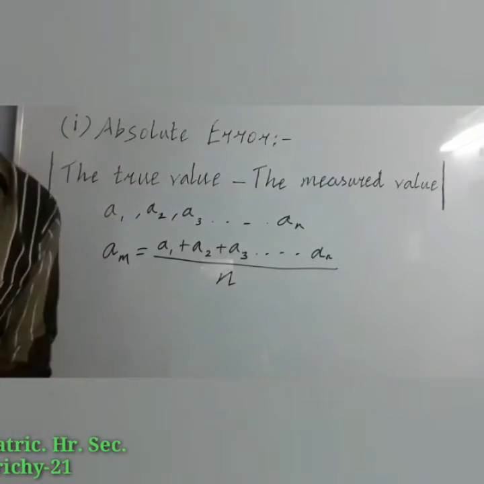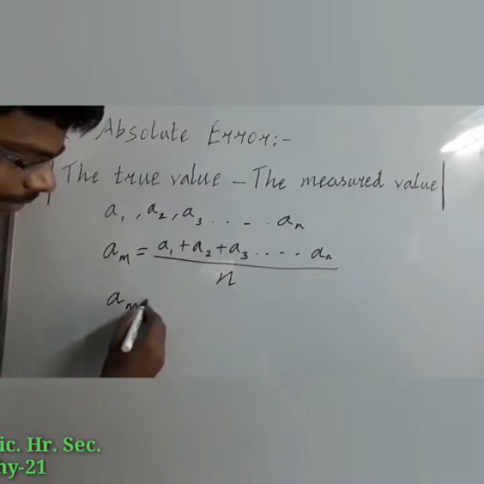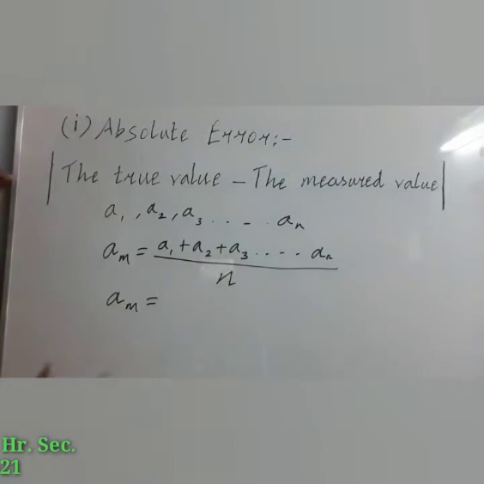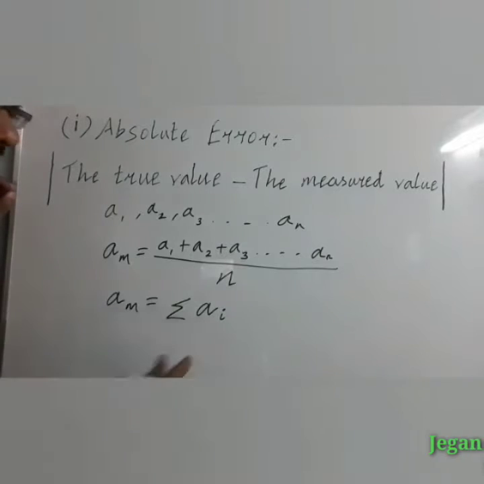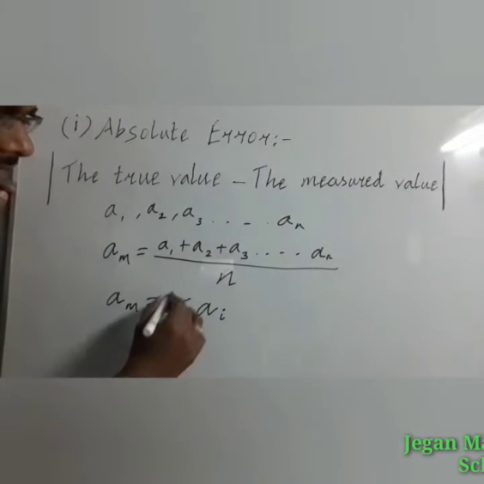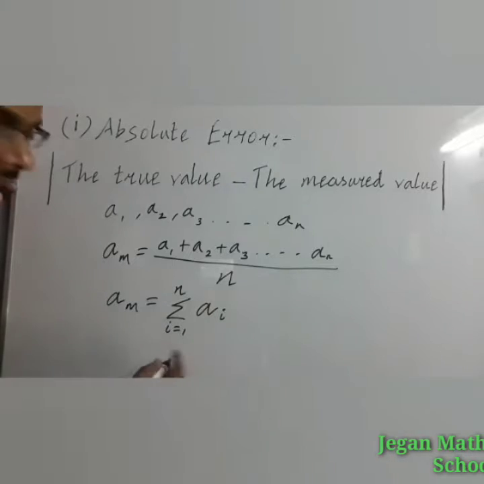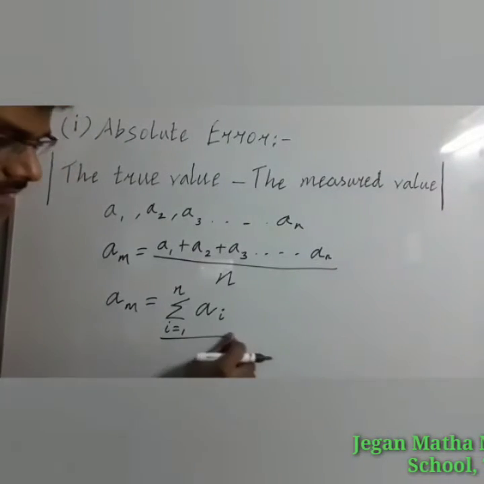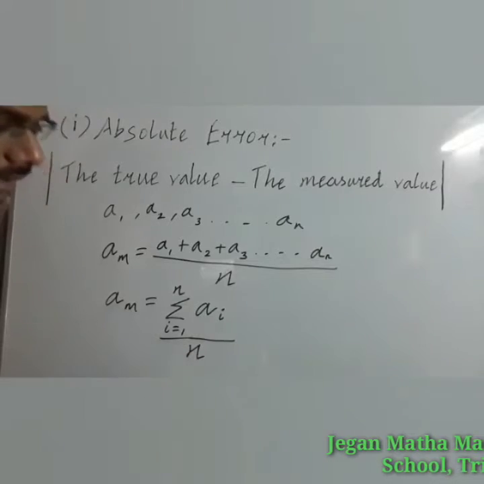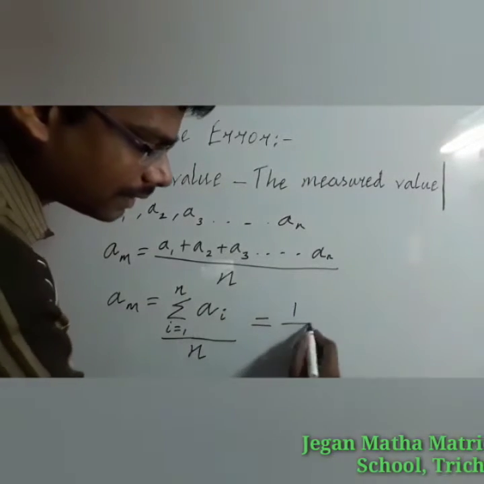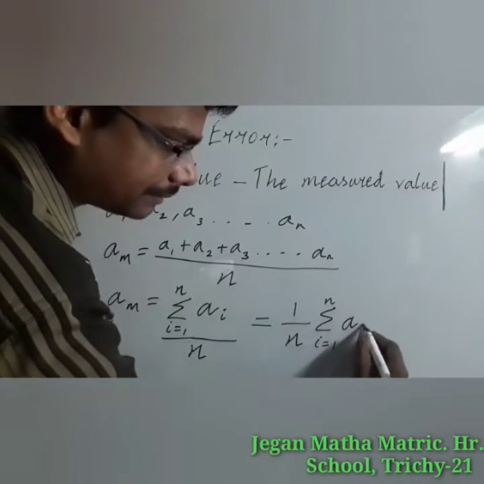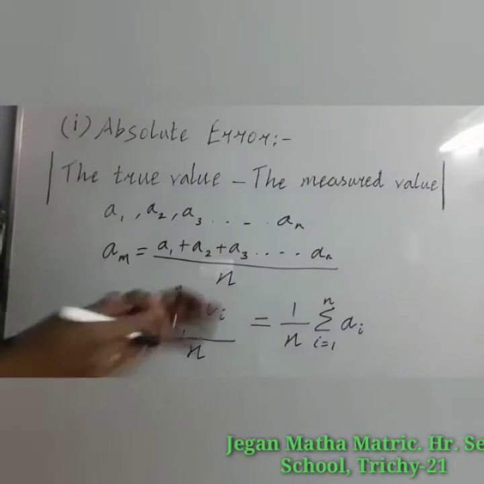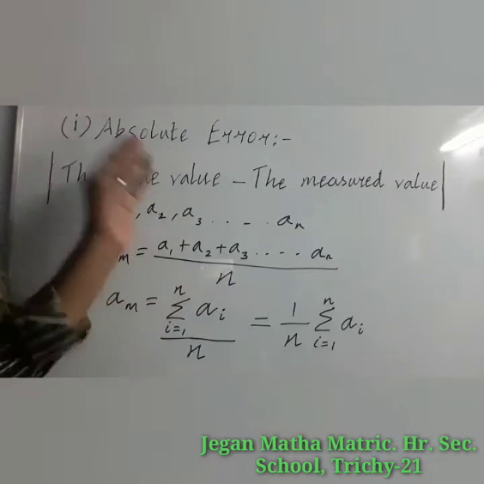How can it be written in short form? AM is equal to, the numerator, the sum of the individual readings, can be written as the sum of AI, where I starts from 1 and ends at N, divided by the number of readings N. Or N can be taken in front: AM equals 1 by N, summation of I equal to 1 to N of AI. Here I have found the mean value, which can be considered as the true value.